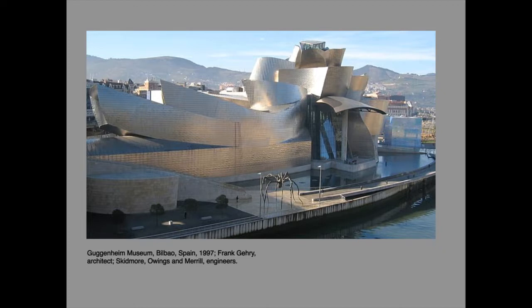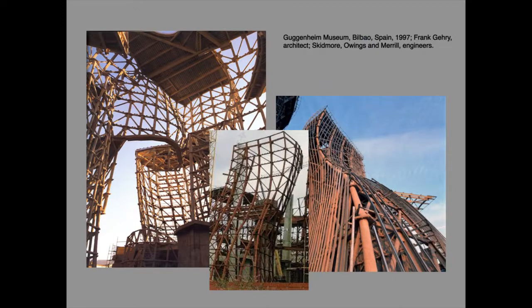The Guggenheim Museum building in Bilbao has a complete separation of structural and non-structural elements. The non-structural metal skin is supported entirely on a steel framework of very complex geometry.